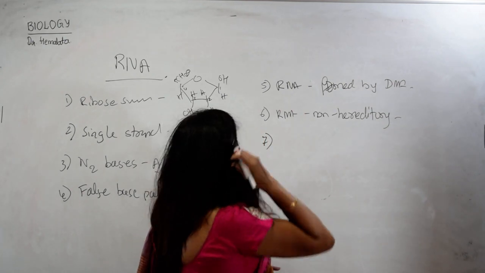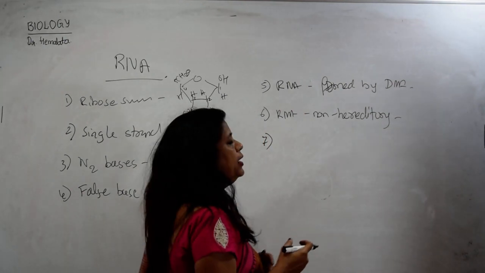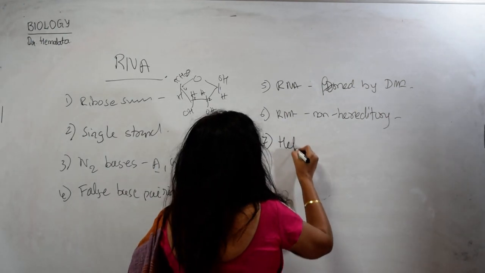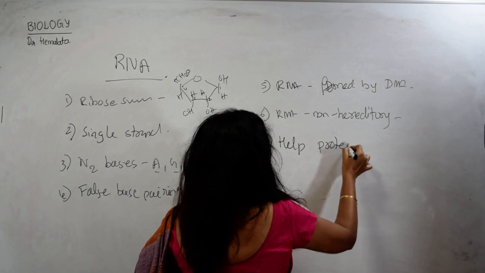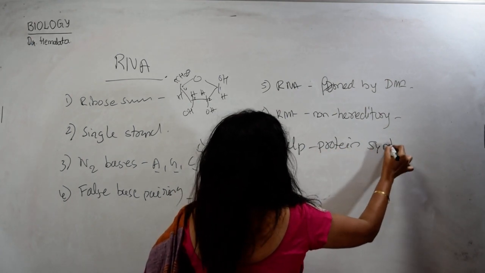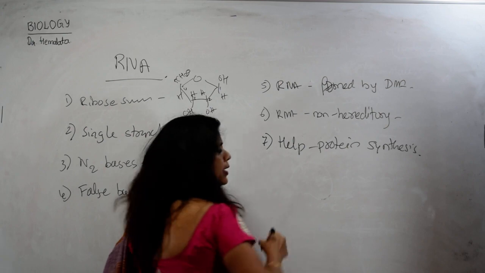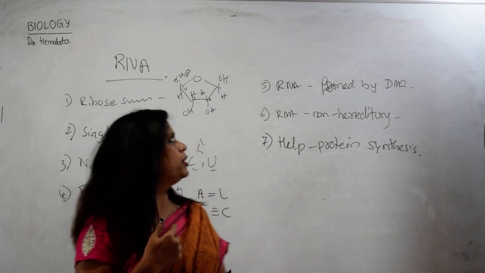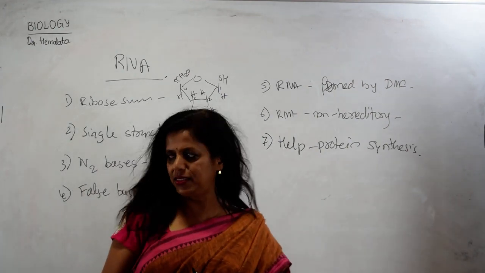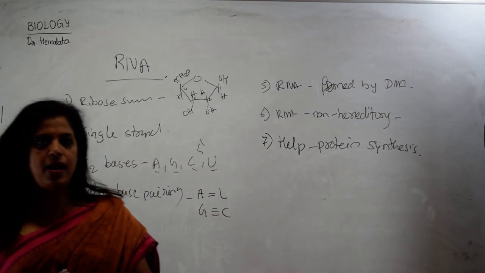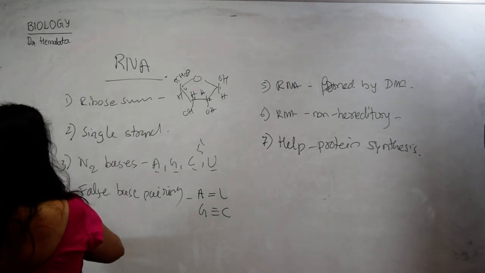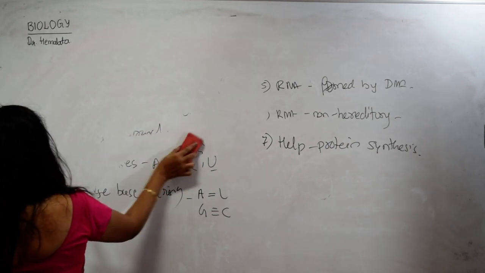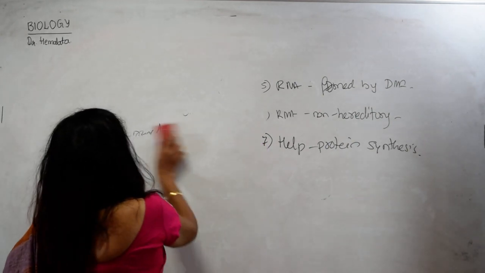Next is its other characteristic. Apart from being non-hereditary, it helps in protein synthesis, but it is guided by DNA. These are the general characteristics of RNA. Now, one by one, I'll discuss mRNA, tRNA and rRNA. So, these are the general characters. You are going to write this as your homework. That's RNA and its characteristic features.